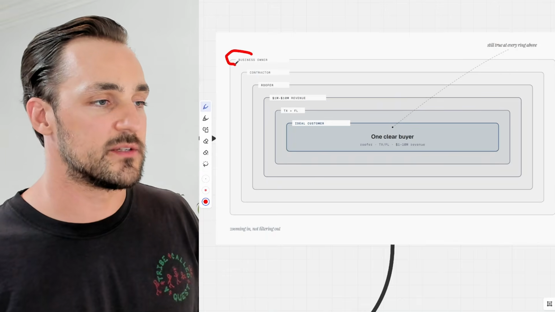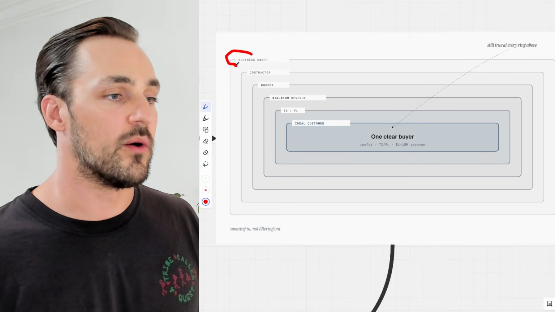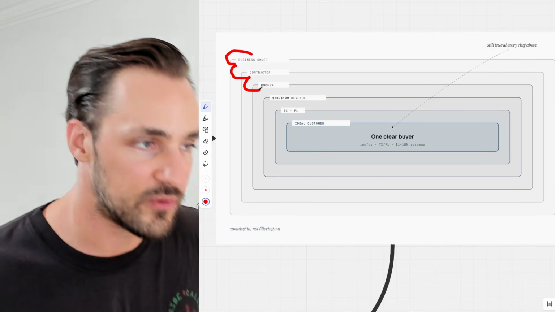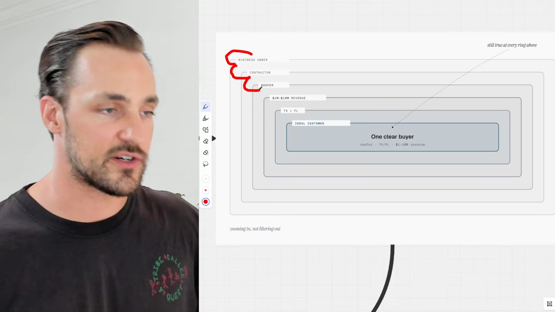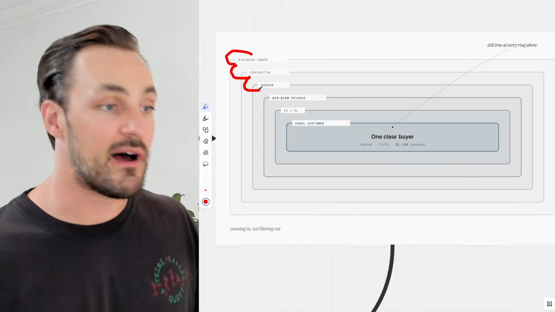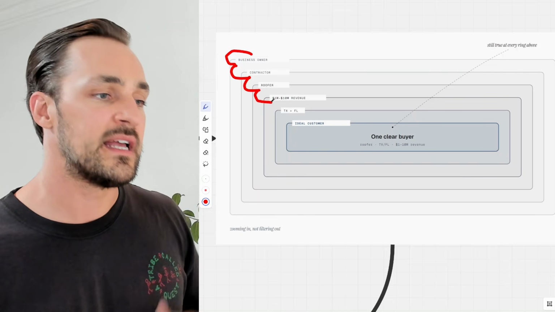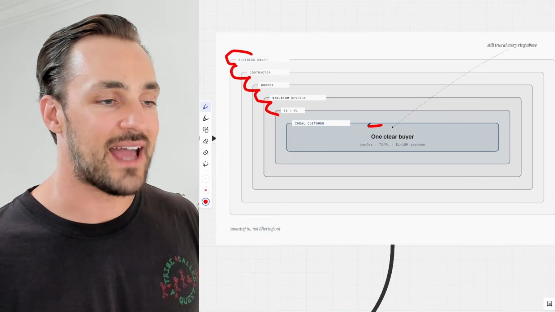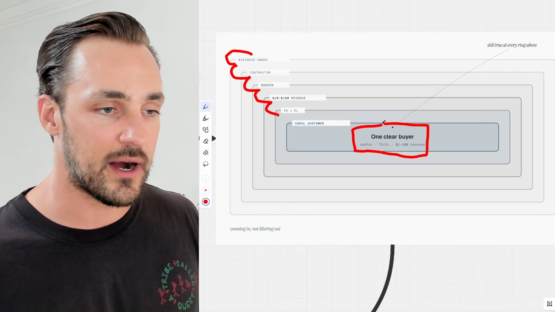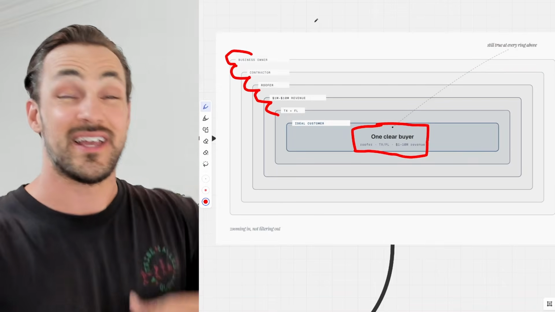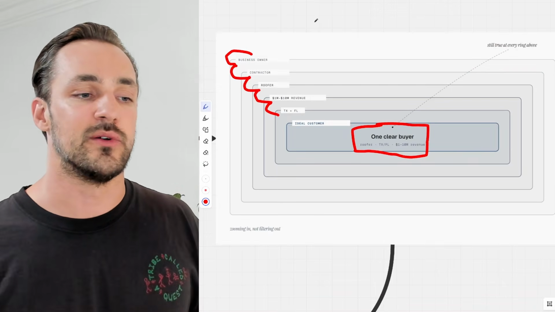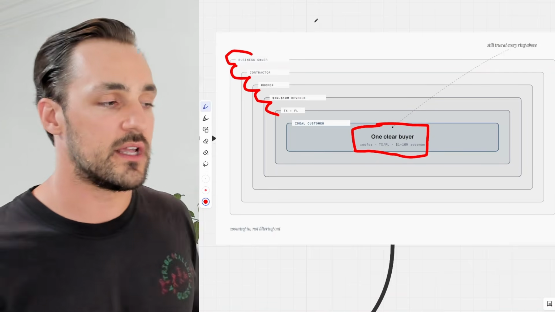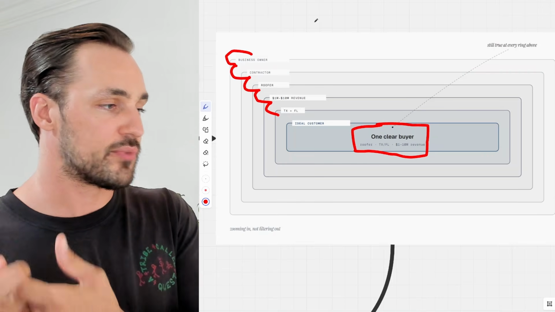Maybe our starting point is business owner. Then we'll go one level deeper, contractor. Then another level deeper, roofer, the specific niche within contractors. Then we'll start breaking it down by revenue, $1 to $10 million in revenue, and by location, Texas and Florida. And so overall, now we have one very, very clear buyer. We've gone from general business owners, general contractors, all the way to roofers in Texas or Florida who are doing between $1 and $10 million in revenue per year.